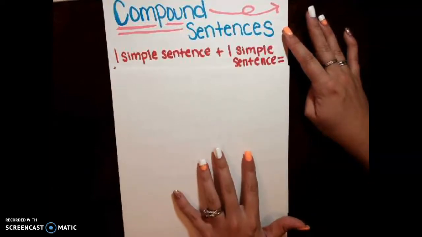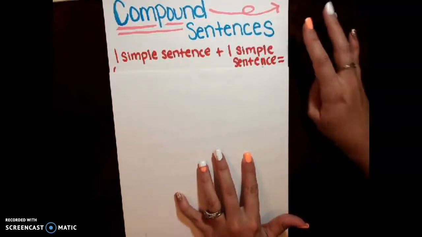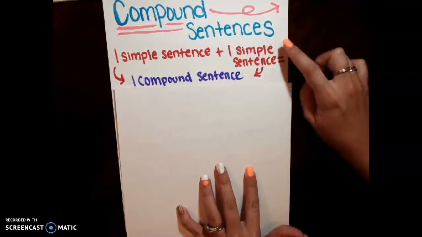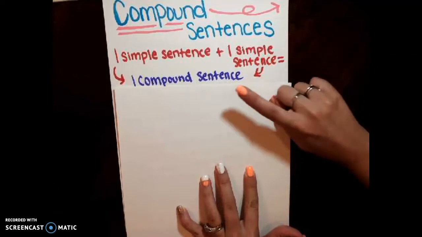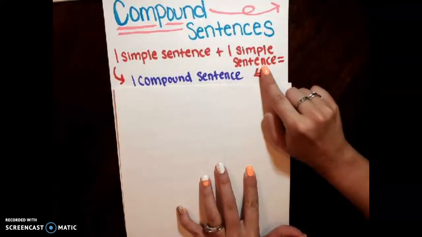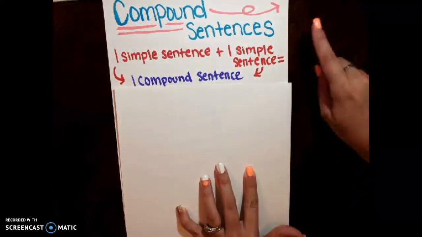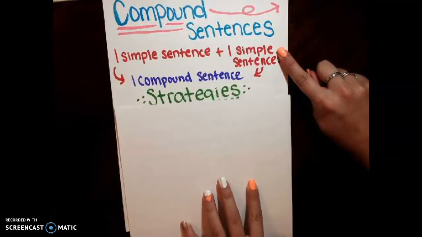So a compound sentence is going to be made up of one simple sentence plus one simple sentence. So you are going to get one compound sentence, okay? So one simple sentence plus one simple sentence equals one compound sentence. I bet you didn't know there was math involved with writing, but now you do.